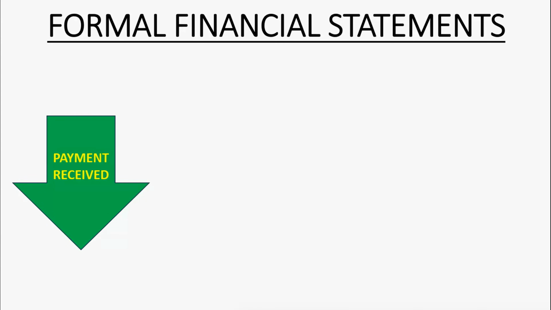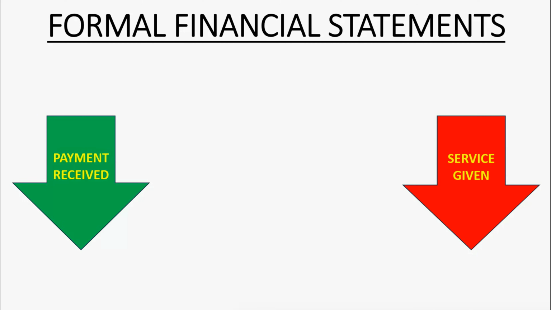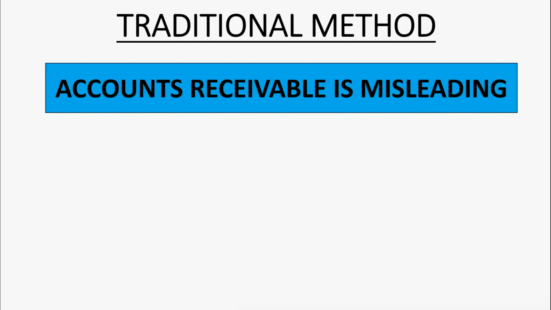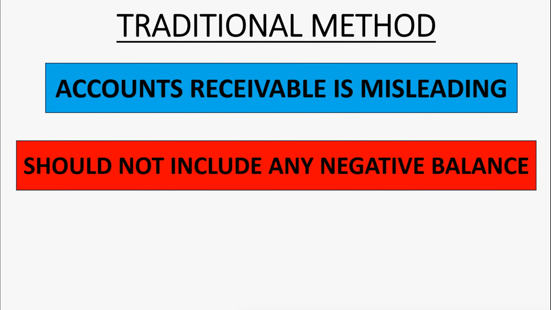So to be absolutely clear, we're only talking about the time period between the moment we receive the advanced payment and the moment the final service is given. You only have to make an adjustment if you are required to report formal audited financial statements between those dates. You see, between those dates, accounts receivable could be misleading if you simply took the balances of your customers and put them together as accounts receivable on your balance sheet.